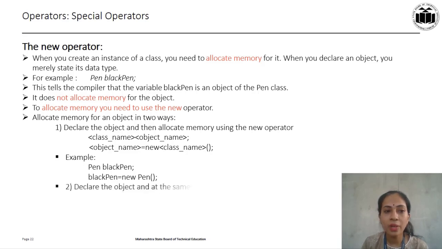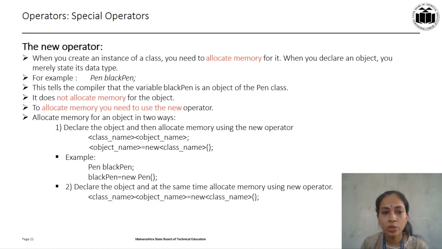And the second way: declare the object and at the same time allocate the memory by using the new keyword. Here is the syntax: class name, object name is equal to new class name. And here is the example: Pen blackPen is equal to new Pen. In this way, you can assign the memory by using the new keyword or new operator.